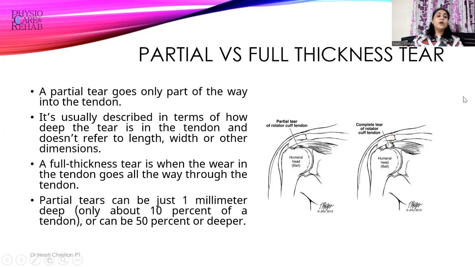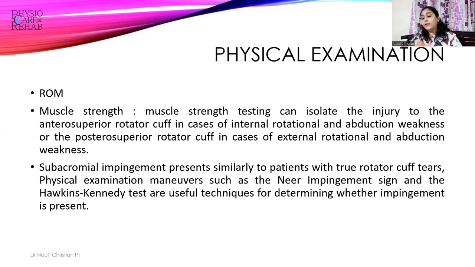So how to identify? A partial tear goes only part of the way into the tendon. It's usually described in terms of how deep the tear is in the tendon. It doesn't refer to the length, width, or any other dimension, but how deep it is. The full thickness tear is when the tear goes all the way through the tendon. According to research, a partial tear can be just 1 mm deep, which is approximately 10% of the tendon. And if it is 3 to 5 mm deep or more, then it can be 50% or deeper. So that's how they identify the partial and full thickness tear.